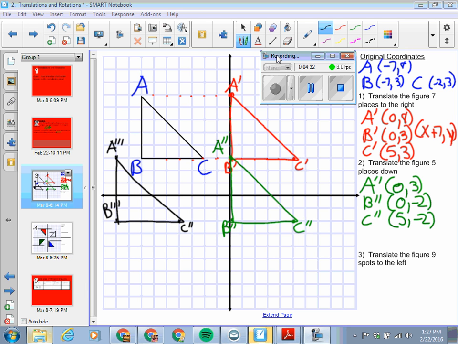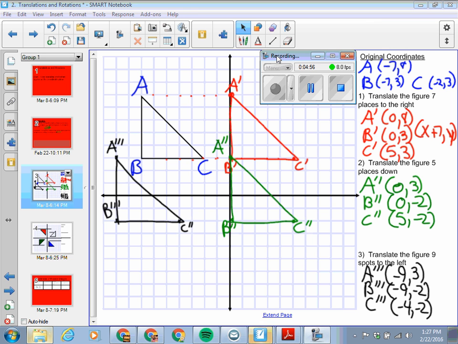Okay, going 9 left, all we've done is take 9 away from each x coordinate. So A triple is -9, 3. B triple is going to be -9, -2. And C triple is going to be -4, -2. So that's translation. We're just going to be adding and subtracting on either the x or the y coordinate.